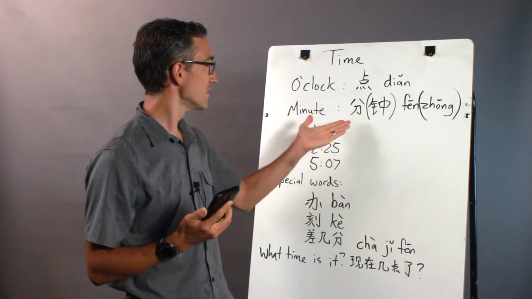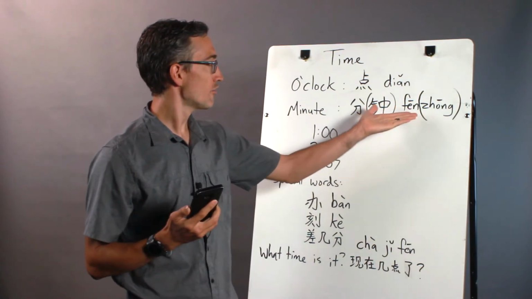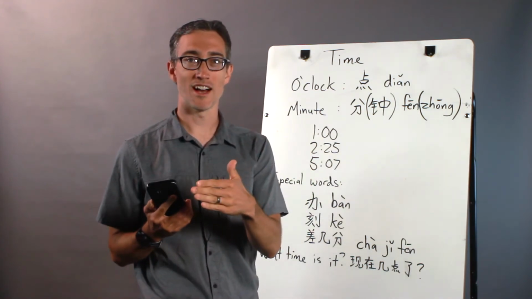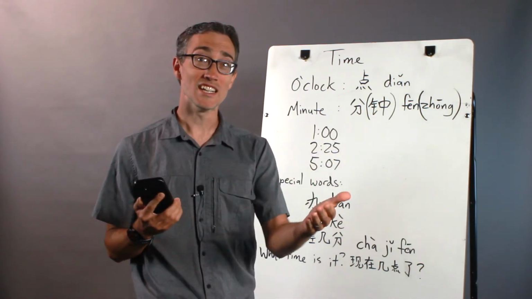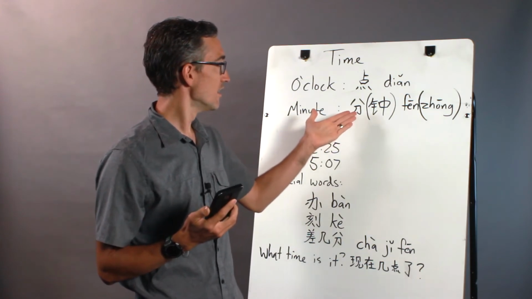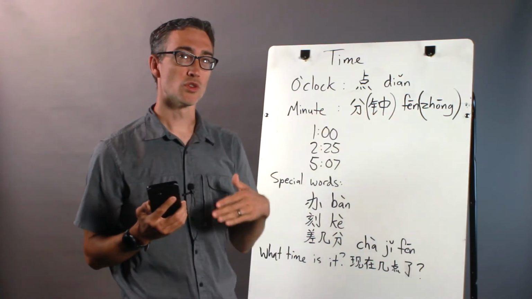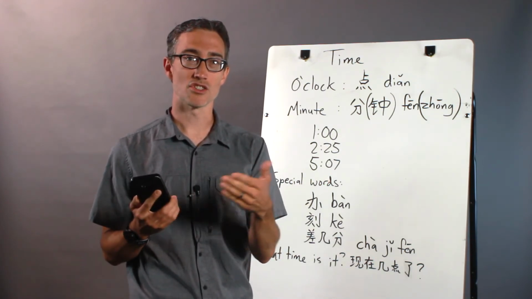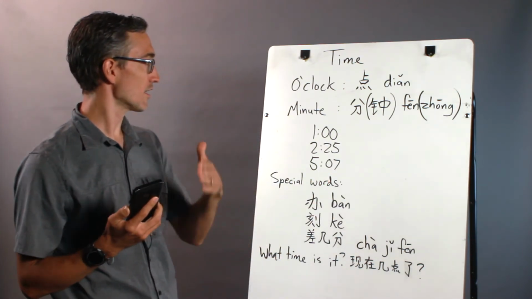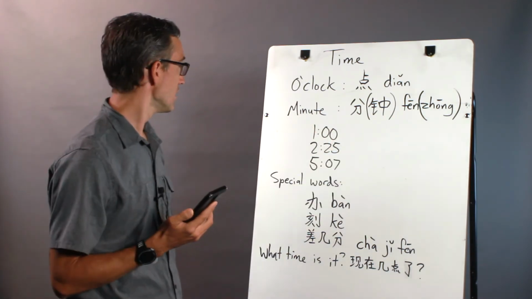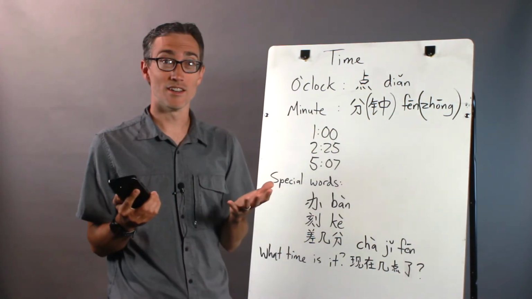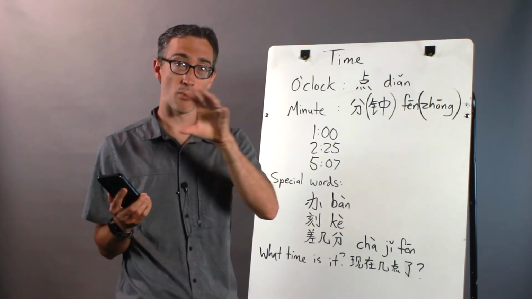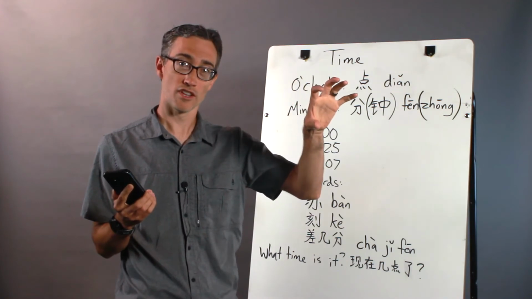The word for minute, the full word is 分钟. 分钟 means minute. But when you talk about minutes in time, like 3:14, for example, you would say just 分. So 3:14 would be 3点14分. 3 o'clock and 14 minutes. That's the basic way to tell time. It's just number 点, so the hour, and then minutes, 分.